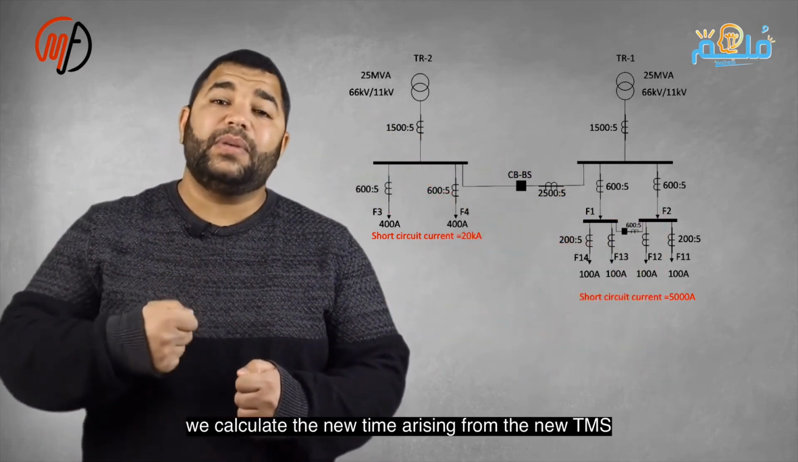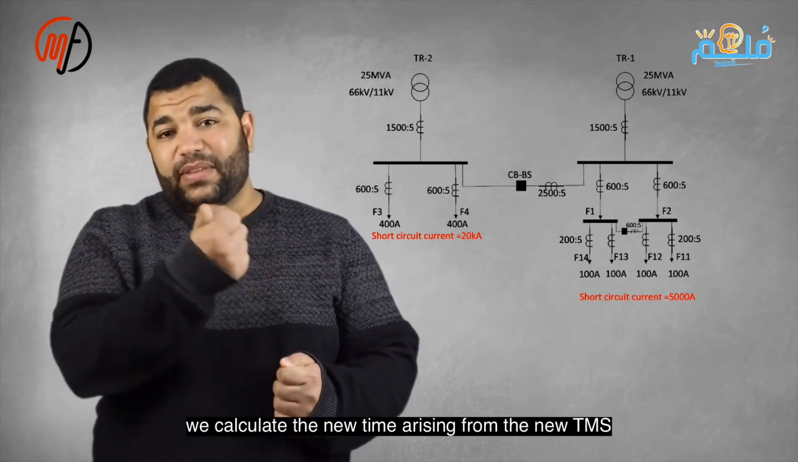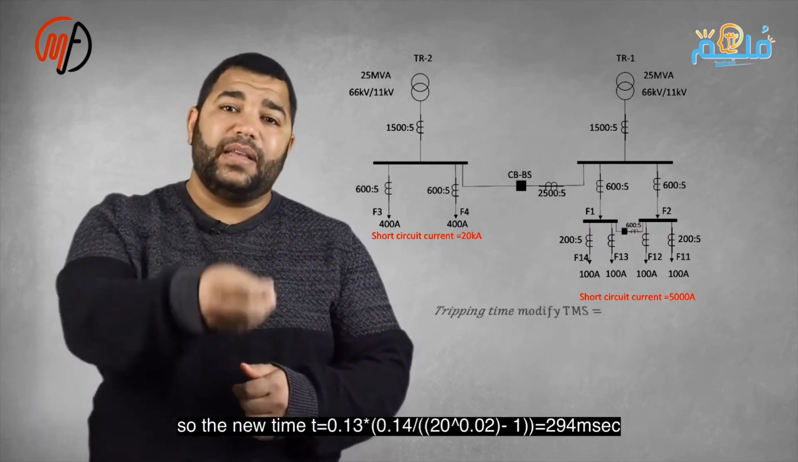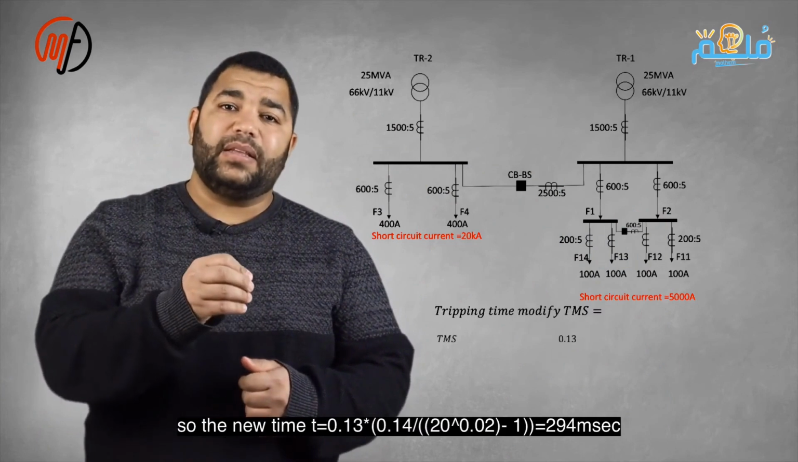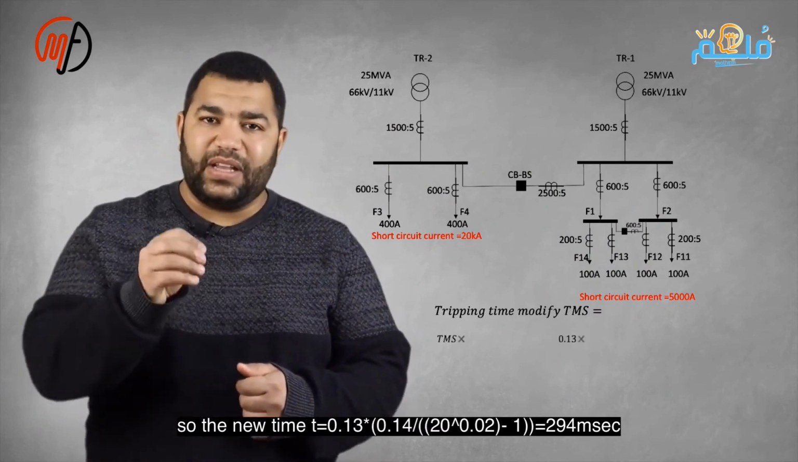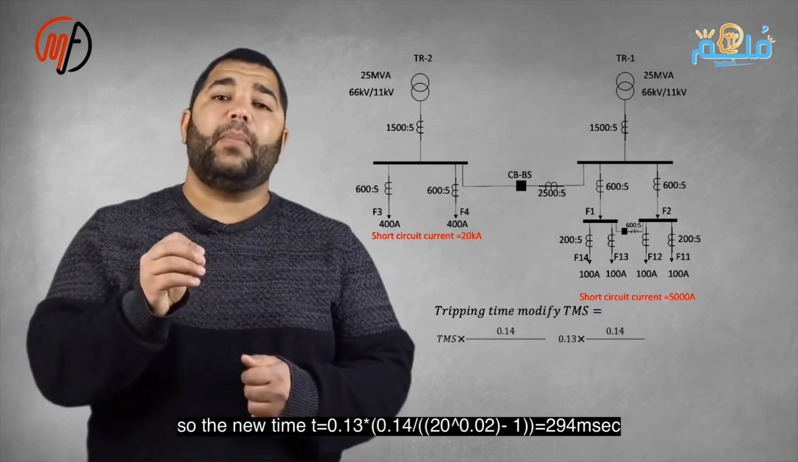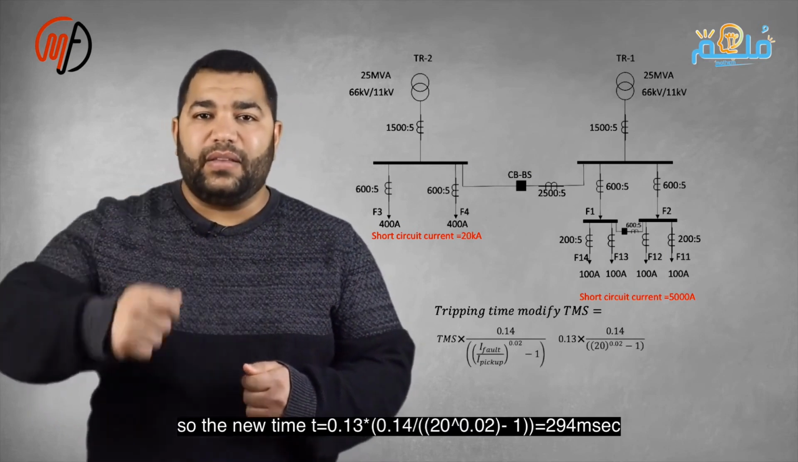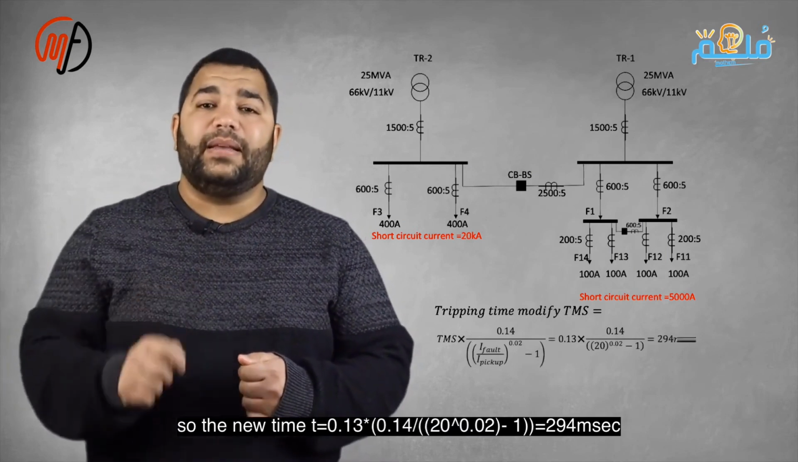294 milliseconds. For feeder number 1, the expected trip time when 5,000 amps flows from this feeder is the trip time 0.13 times 0.14 over 20 raised to the power of 0.02 minus 1. The new time will be 294 milliseconds.